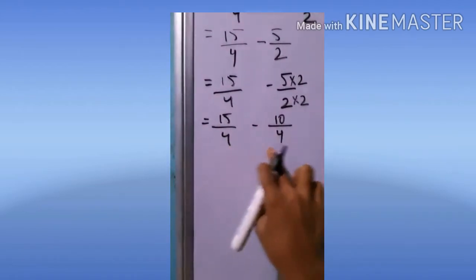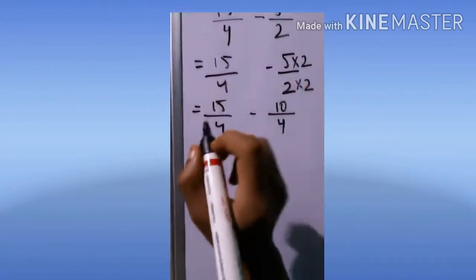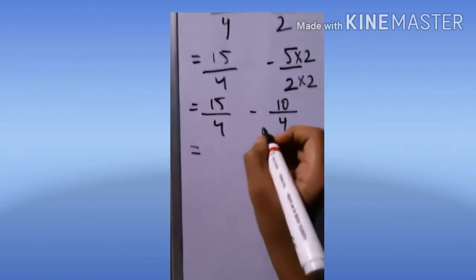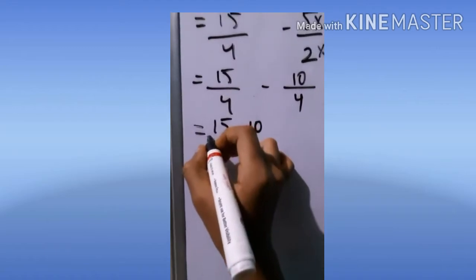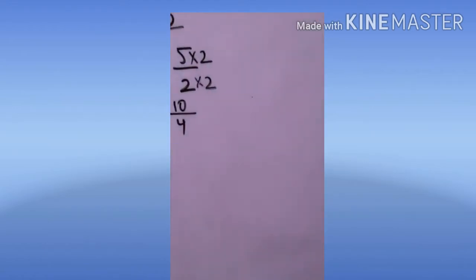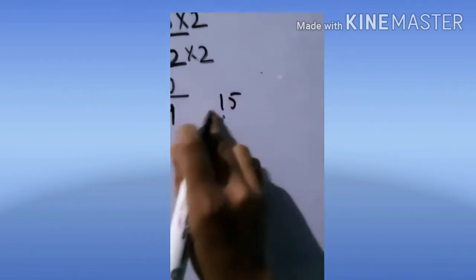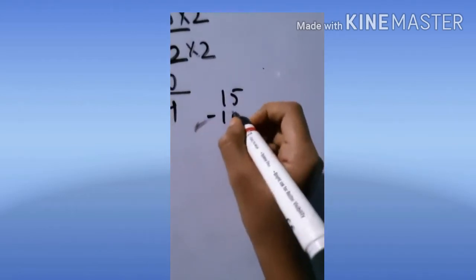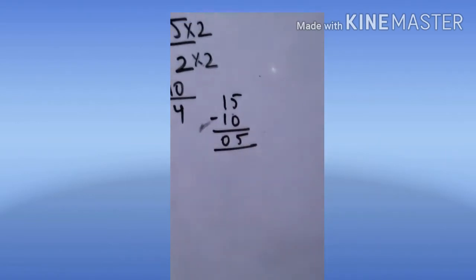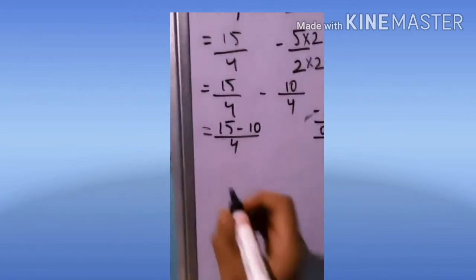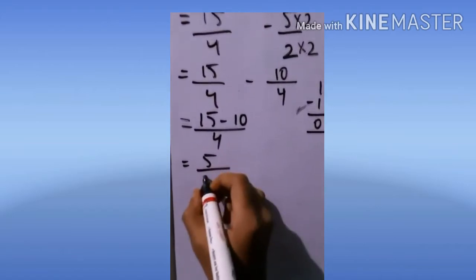Now here you can notice that the denominators are the same. Now it's easy to subtract. So 15 minus 10 upon 4. Now we are going to do rough work here. We'll do 15 minus 10, so 5, and the denominator as it is. So we got the answer as 5, which equals 5 upon 4.